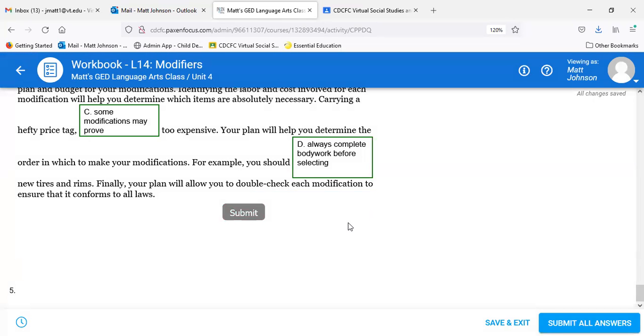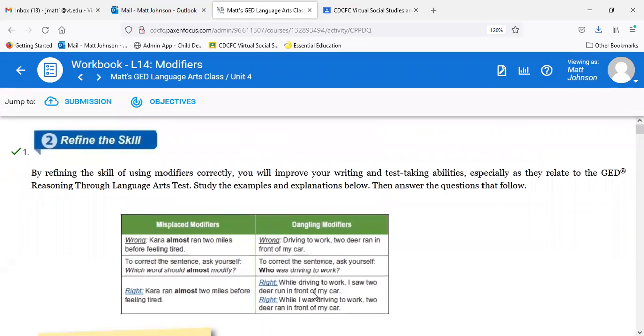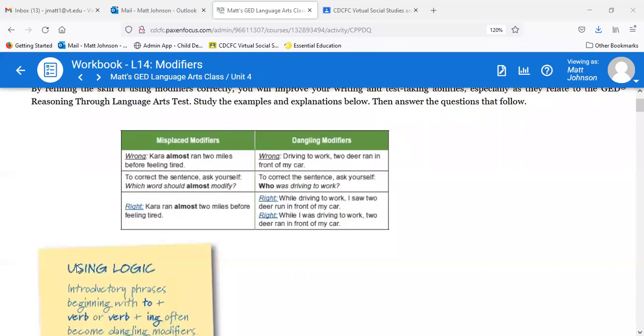So, one rule about modifiers, make sure distance matters here, right? You have to look at the location, if it's too far away from what it's modifying. Also, is there a subject missing? Driving to work, two deer ran in front of my car, right? Ask yourself, who's driving the car? That's an idea, especially with dangling modifiers, misplaced modifiers. Look and see if that modifier makes sense where it is.